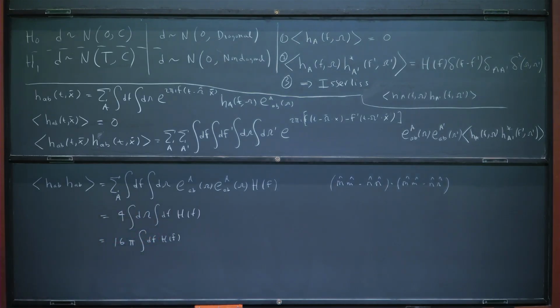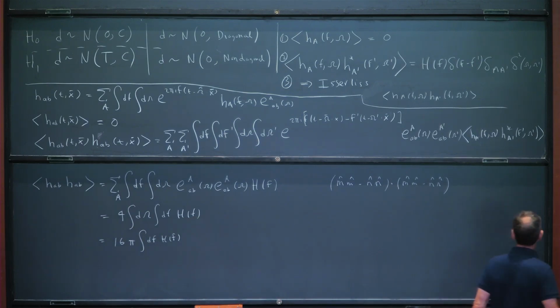Let me stop and ask, if there are any questions now, please ask them, because this will look a little bit messier in a minute. Is it full contraction over the polarization indices and the tensor indices, so we lose information?